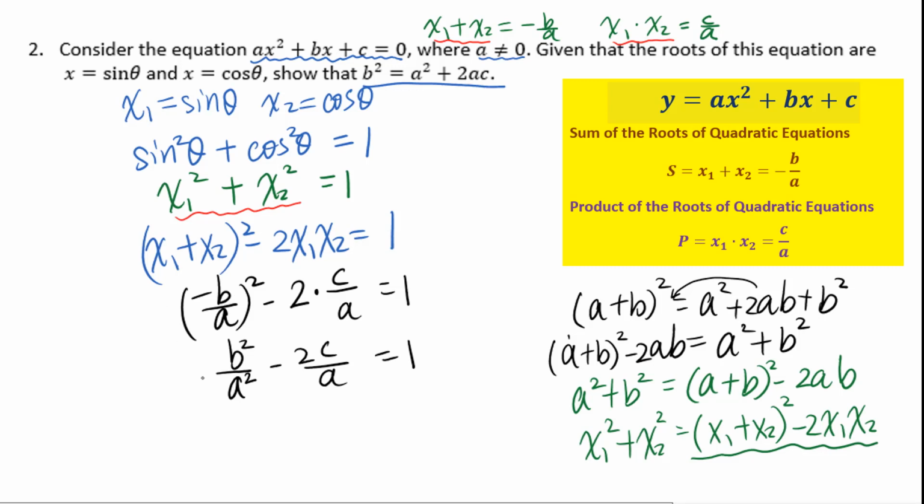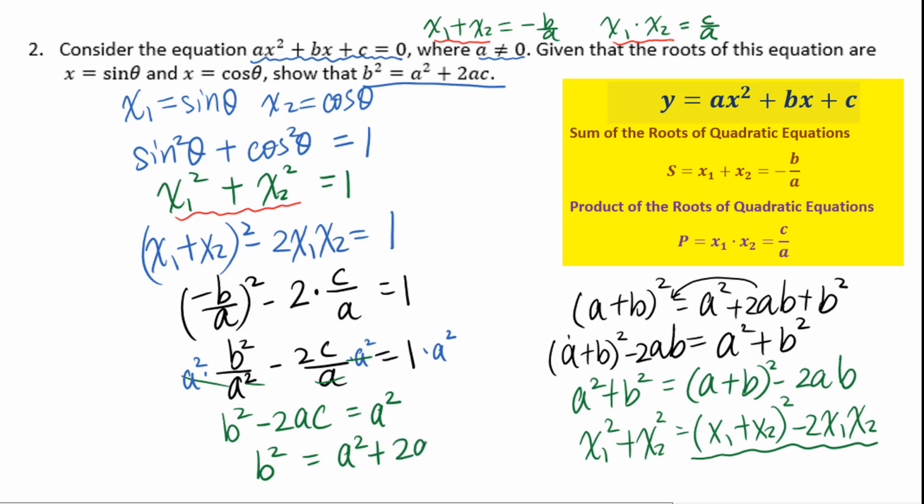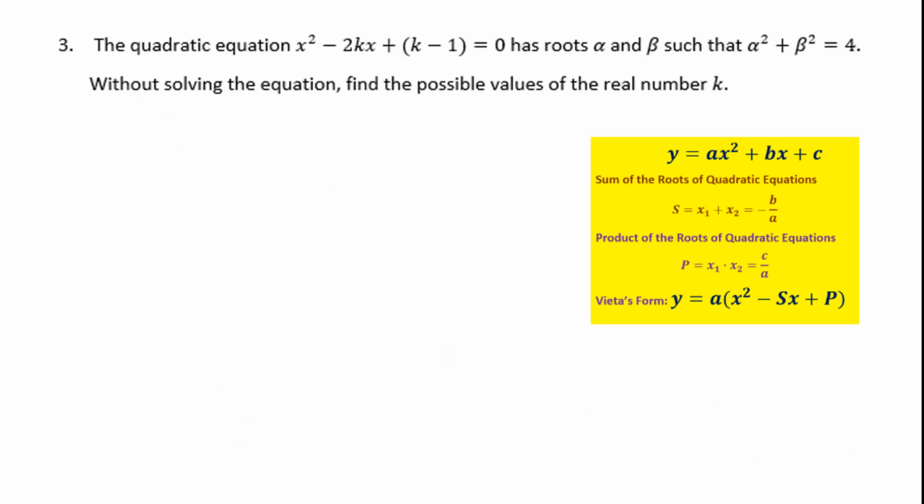The LCD is a squared, so we multiply by a squared. You will get b squared minus 2ac equals a squared. Therefore, b squared equals a squared plus 2ac. We finish proving. Remember this formula, very useful when we are dealing with sum and product of roots. Let's go to number 3.